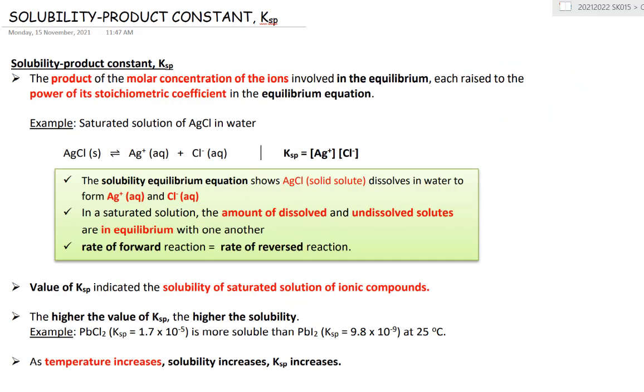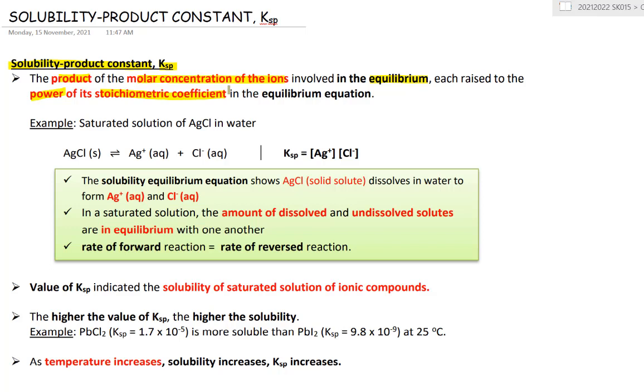So the next term we have here is the solubility product constant Ksp. So solubility product constant is defined as the product of the molar concentrations of ions involved in equilibrium, each raised to the power of its stoichiometric coefficient in an equilibrium equation. So this K is similar to when we were in chapter 6, doing Kc, Kp, and so on. But the sp stands for solubility product. So whenever you see the capital letter K, it refers to a system in equilibrium.